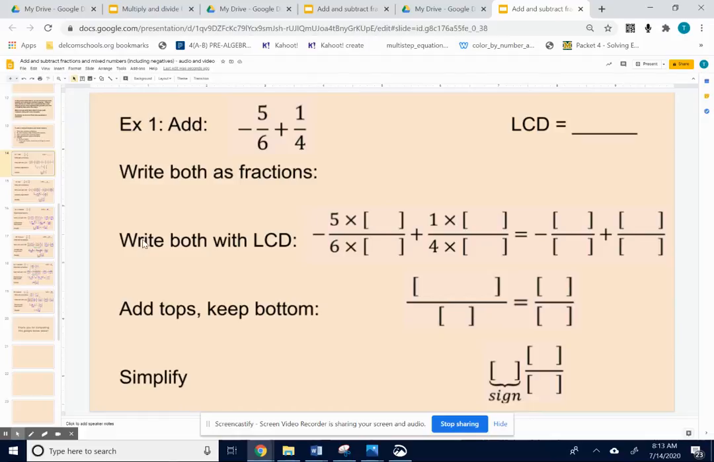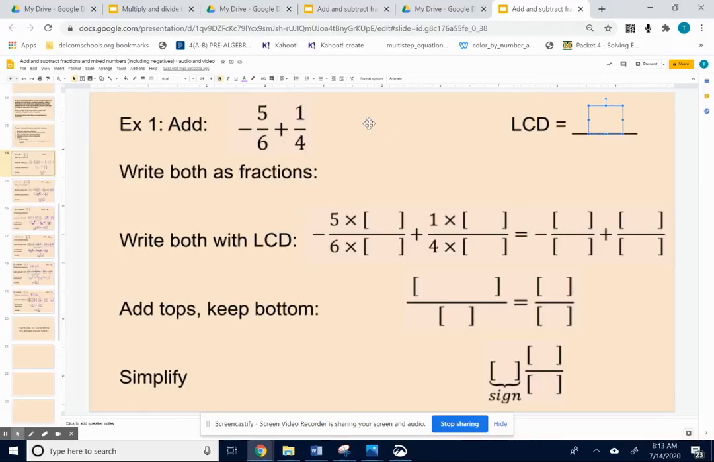The second step, write both with the least common denominator. Now you can go up here. I have a spot here for you to put the least common denominator. The least common denominator is the smallest number that 6 and 4 divide into.